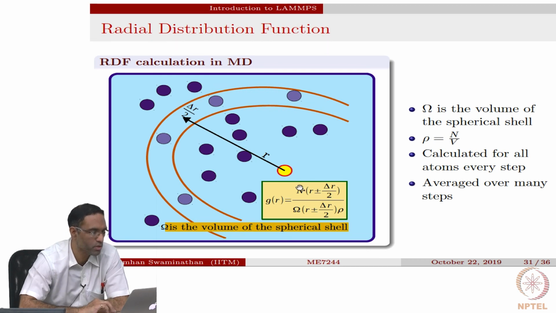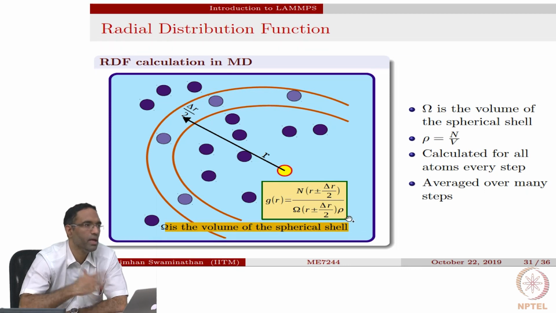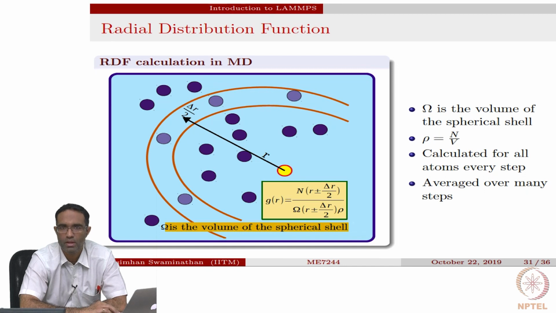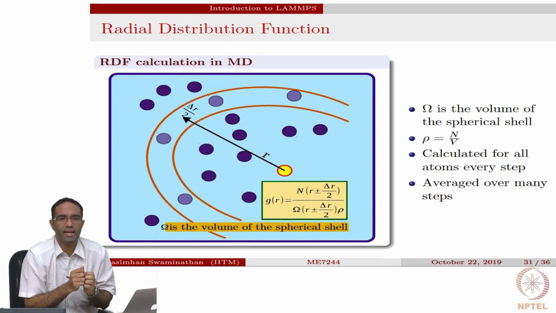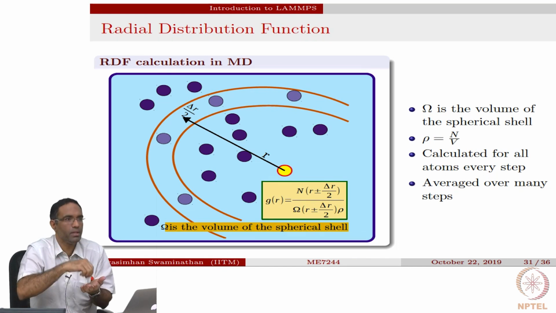So this is the expression for g(r) that is generally used in molecular dynamics to calculate the radial distribution function. So n is the number of atoms in the spherical shell of width delta r, and omega is the volume of the spherical shell. So n over omega will be the density at this r, and that is being divided by the average density of the system, and that gives you a measure of the probability of finding an atom at a given distance from the atom that you are sitting on.